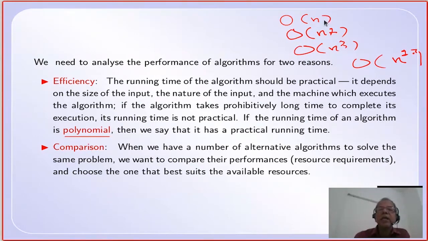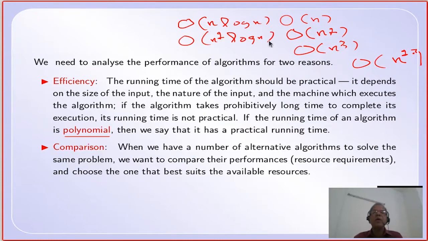In addition, n is also linear. Suppose it is n log n. N squared log n. This is also okay. If it is exponential or factorial, we say the algorithm is not efficient. So our primary interest lies in finding out efficient algorithms. Algorithms which run in polynomial time are better.